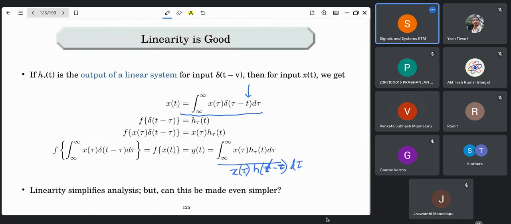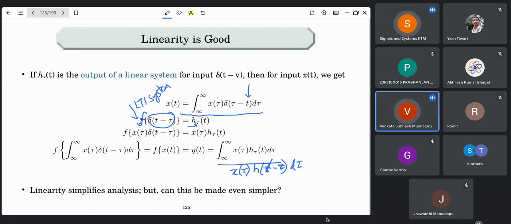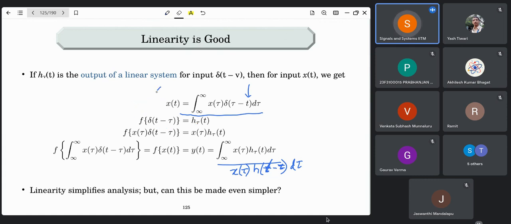Here, f with the square brackets, what is the notation? Is this the convolution? This is the LTI system. The F is basically the LTI system. Whatever is inside is the input, and the LTI system converts that input to this output. We don't know what is going on inside. Assume that it is a black box. All you know about the black box is that it is an LTI system.